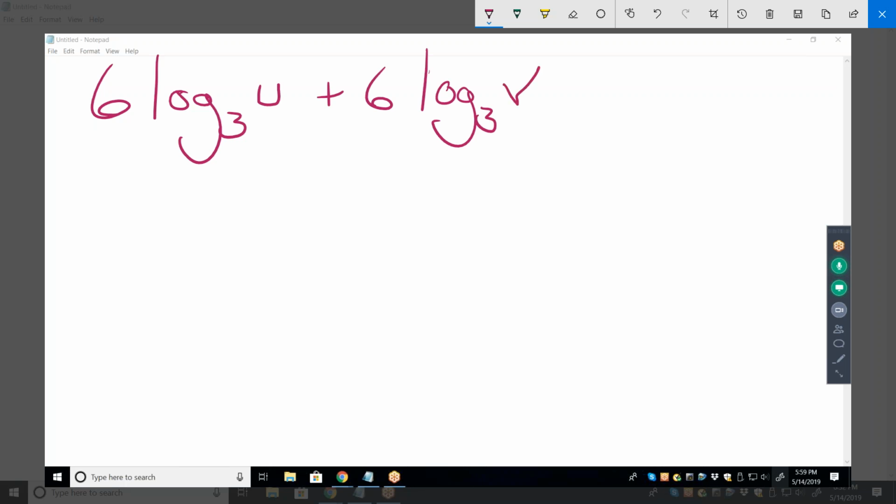Now, these log rules that I'm talking about only work if it's the same base. If one of them was log base 3 and the other one was log base 2, I couldn't do anything. You can only condense or expand if it's the same base. So what's the first thing we're going to do here?